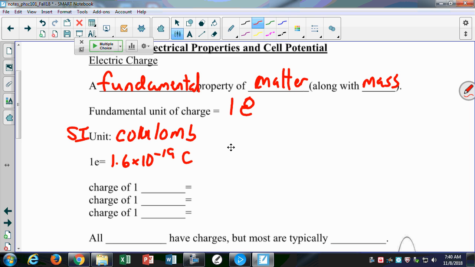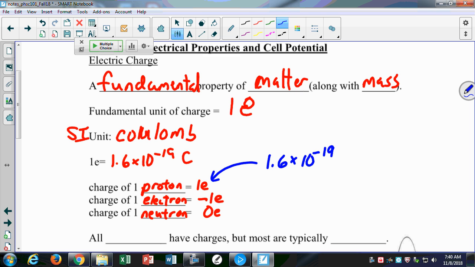So the charge of one proton is 1E. The charge of one electron is negative 1E. And the charge of one neutron, which is a neutrally charged particle, is 0E. And so one proton, we could further say, has a charge of 1.6 times 10 to the minus 19 coulombs. Those are the same, right? To say 1E and this value, those are one and the same, because the fundamental unit of charge has a value equal to this.